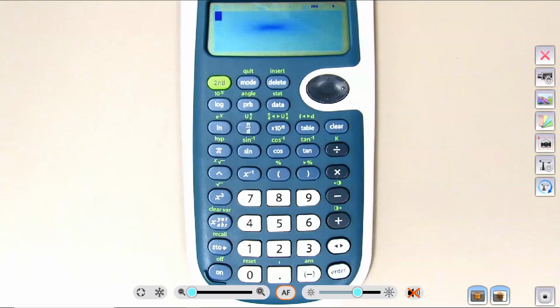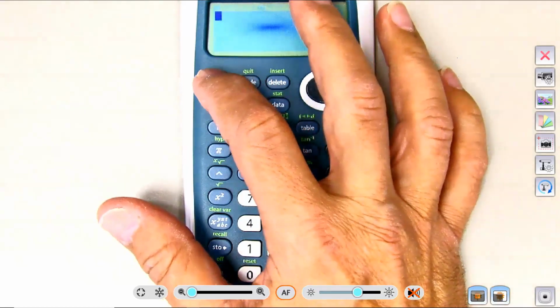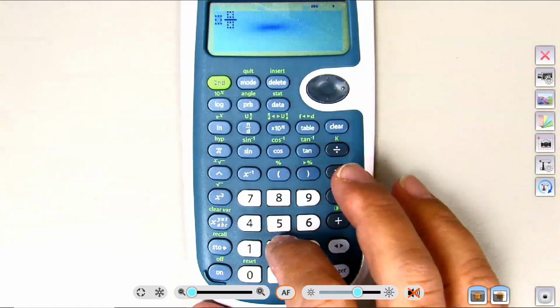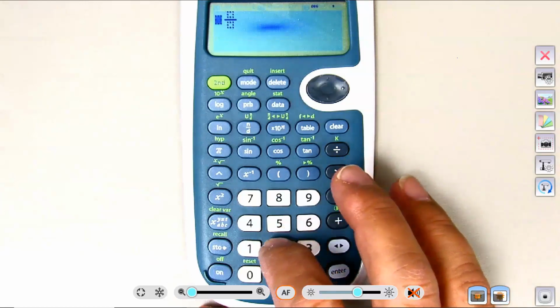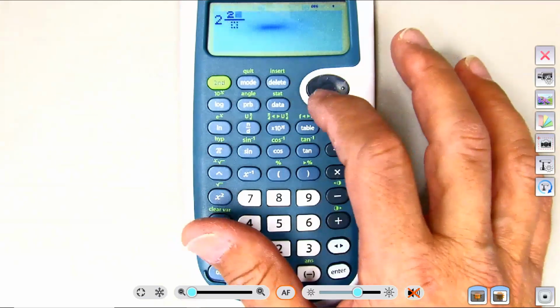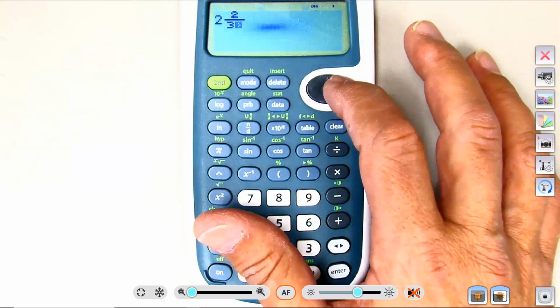Let's look at how we would perform mixed number arithmetic calculations. So I'm going to go ahead and use the second function button followed by the fraction key. Notice that that provides a mixed number template on the screen for us to be able to fill in a mixed number. So I'm going to fill in 2 and 2/3. So I start with the 2, right arrow key to go to the numerator, 2 for the numerator, down arrow key to get to the denominator, and enter a 3.